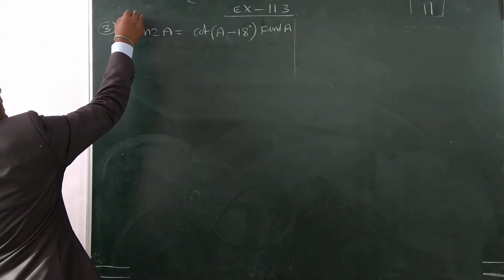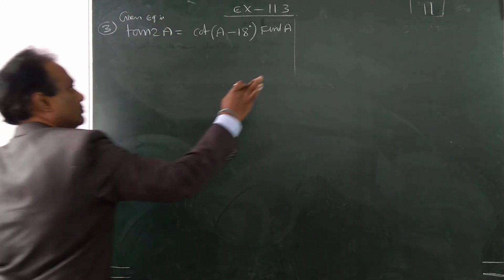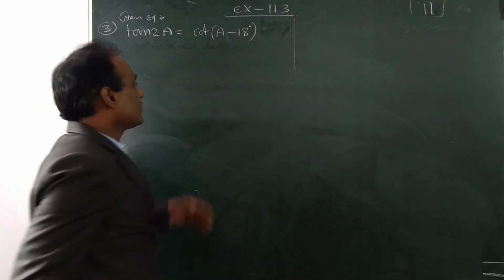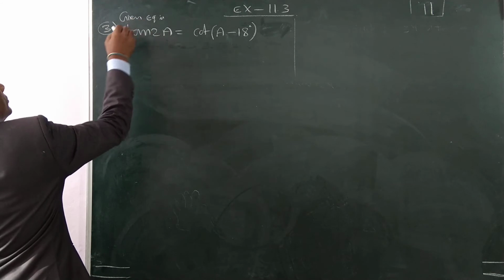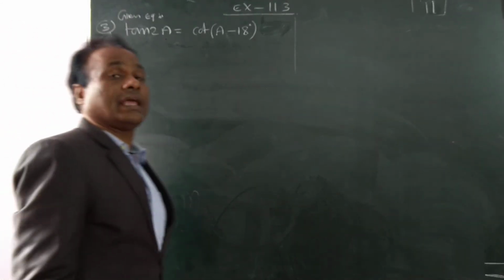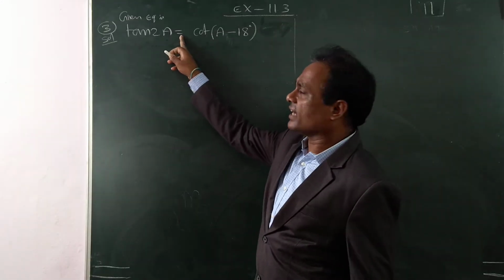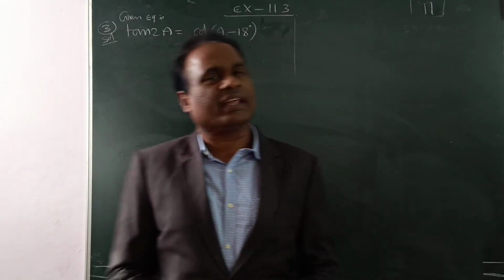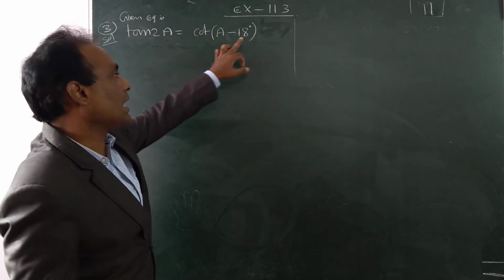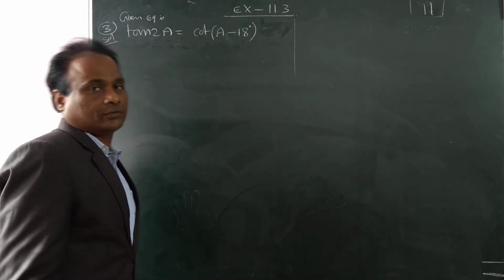See here, once again you write this down. Given equation is, we have to find the value of a. So once again, solution. Given equation is tan 2a is equal to cot a minus 18. Why am I calling it an equation? Because there is the equal symbol. Equal symbol means it is called an equation. And we have to find the unknown value. What is the unknown value? 18 is 18 only, but a is not known. So we are asked to find the value of a.